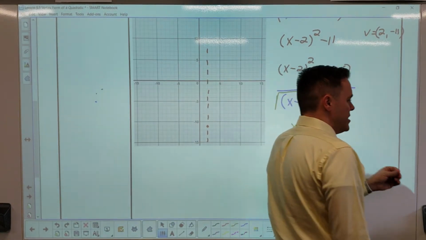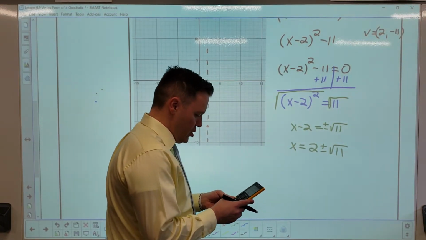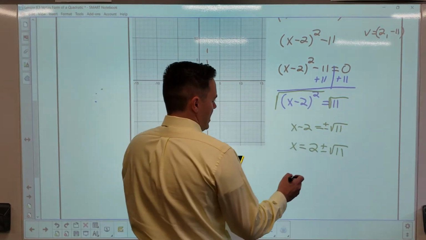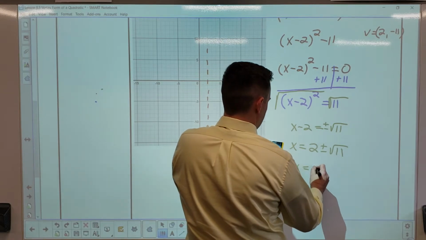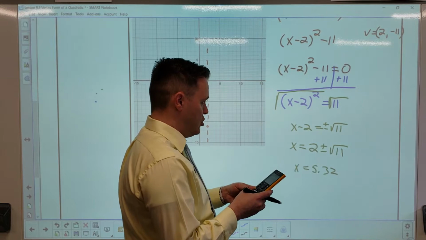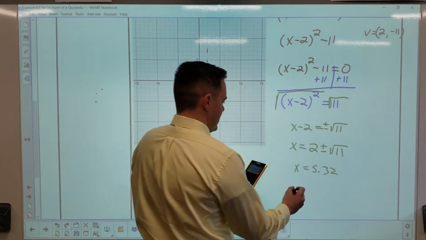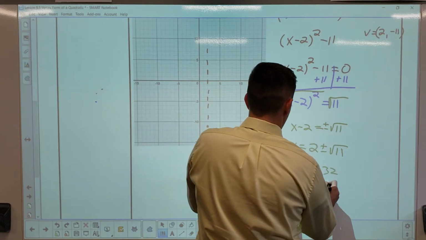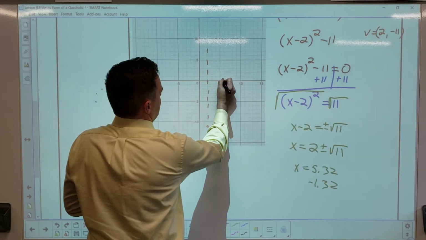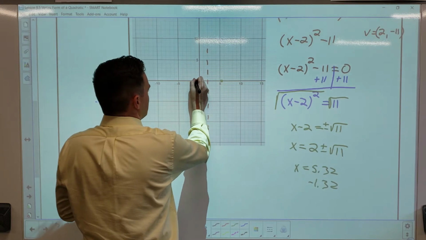If I put one of these points in a calculator, 2 plus the square root of 11, I'm going to get x equals 5.32. And then if I go 2 minus the square root of 11, I get negative 1.32. So my coordinates would be 5.32, somewhere right about here. And my other one's a negative 1.32, somewhere right there.